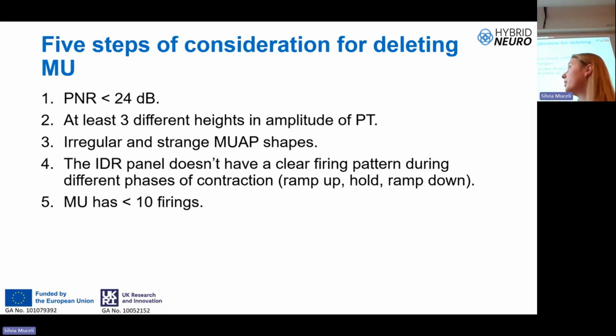We also need to look at the instantaneous discharge rate panel. We need to have a clear firing pattern during ramp up, hold, and ramp down phases. And we should also look at the number of firings that the motor unit has.